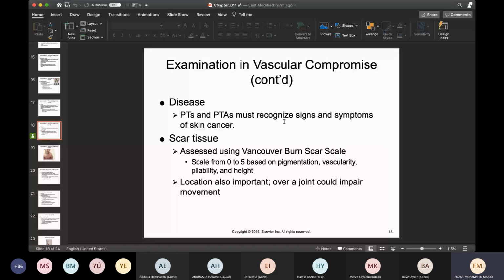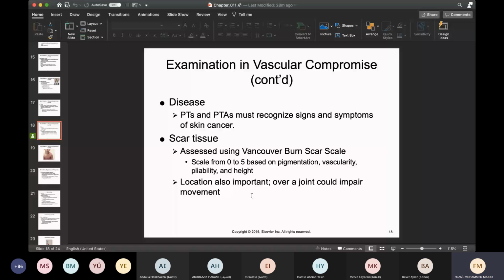We also talked about scar tissue. Scar tissue is evaluated on the Vancouver burn scale, and it ranges from 0 to 5. And what are the bases for this? Vascularity, pliability, the height of the scar tissue, as well as pigmentation. In addition to that, location is also very important. Just as in real estate, if the location of that scar is over a joint, it could impair movement severely.